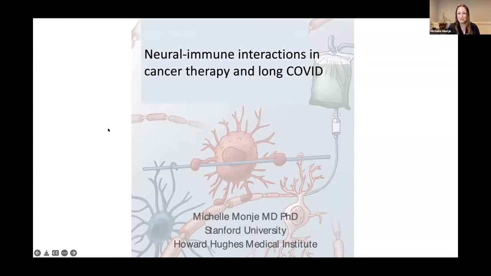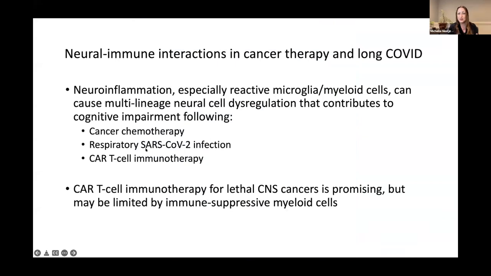And I'm going to talk about neural immune interactions in cancer therapy and also in long COVID. So this is very new work, unpublished, and also a new talk. And in the spirit of a lightning talk, I'm going to try to cover a lot of ground that hopefully we can dig into the details of in the Q&A.